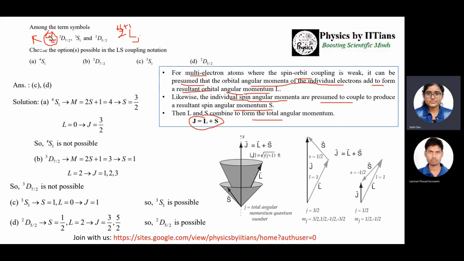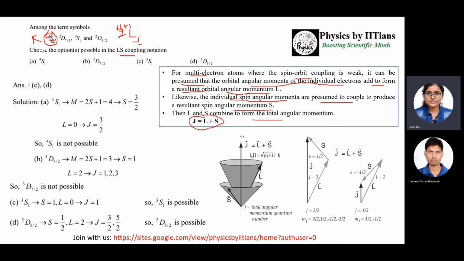So first you need to understand why we have to consider this LS coupling notation for an atom having multiple electrons. It is because the electrons have individual spin and orbital angular momentum, and they interact with each other. The system will be the total resultant of the individual orbital momenta and spin angular momenta. And further you have to combine them to form the total angular momentum, the J value. So this scheme is the LS coupling scheme.